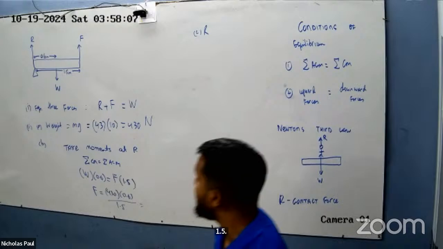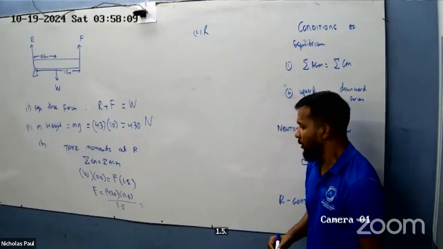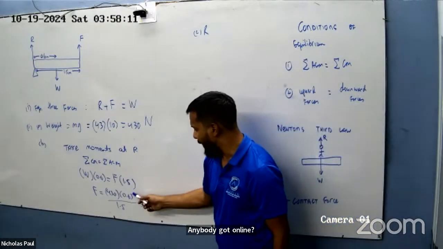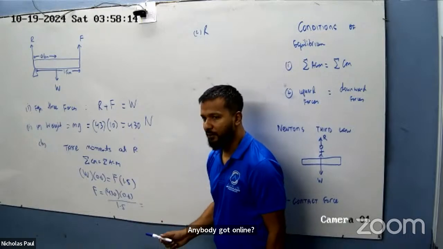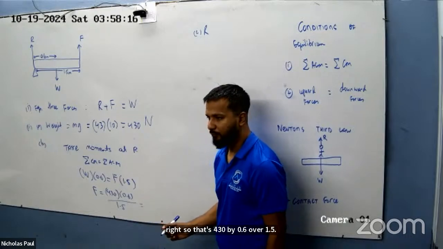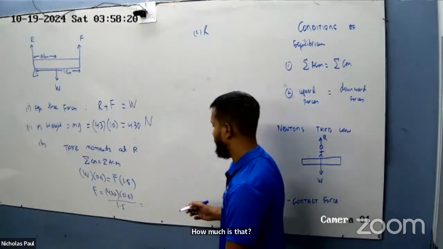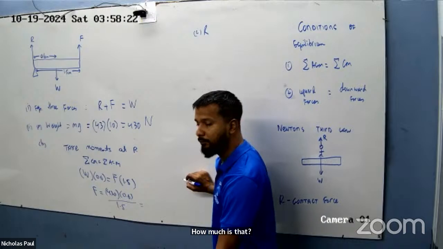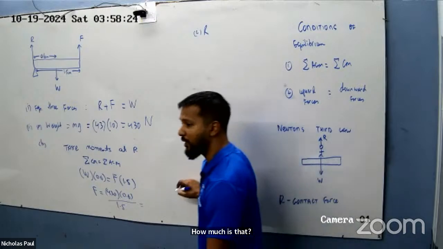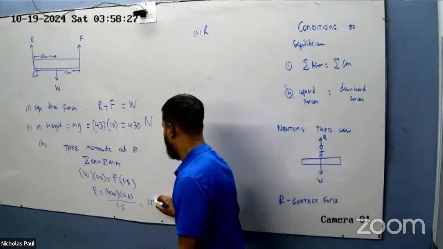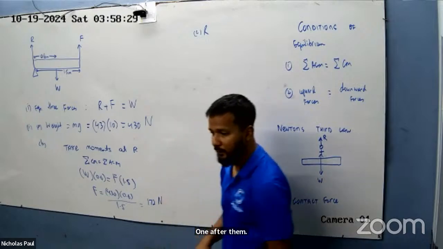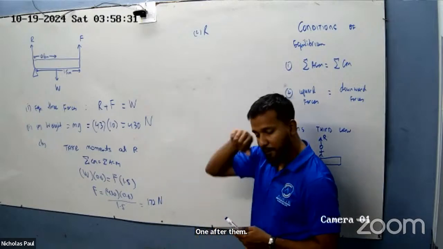Anybody got that online? So that's 430 by 0.6 over 1.5. How much is that? 172 newtons. Check it and make sure.